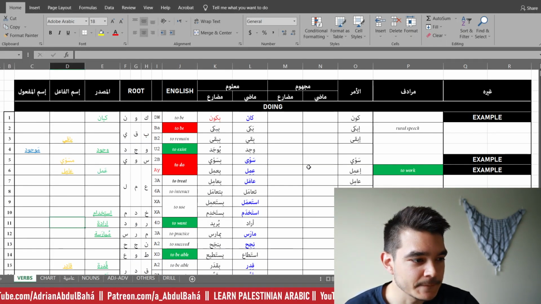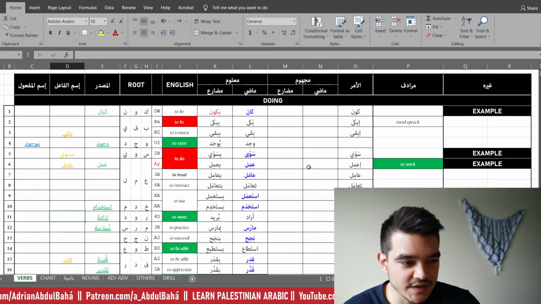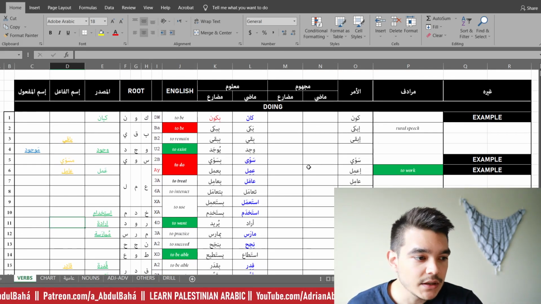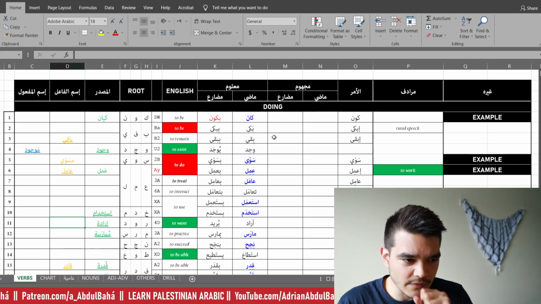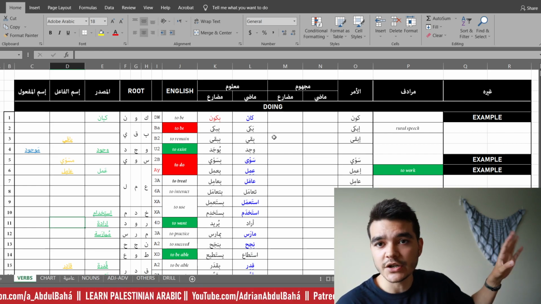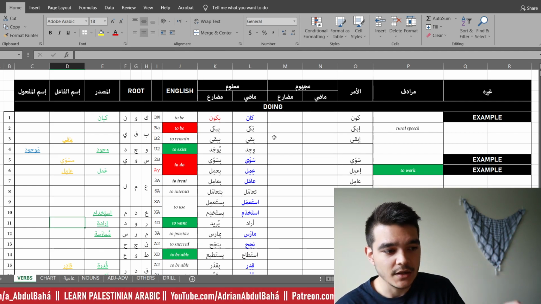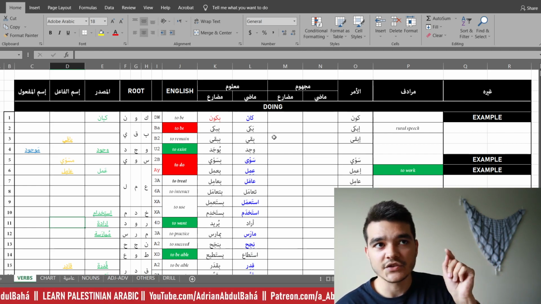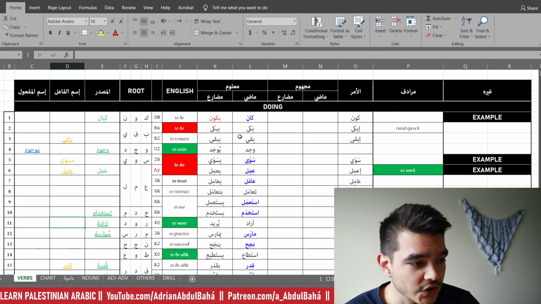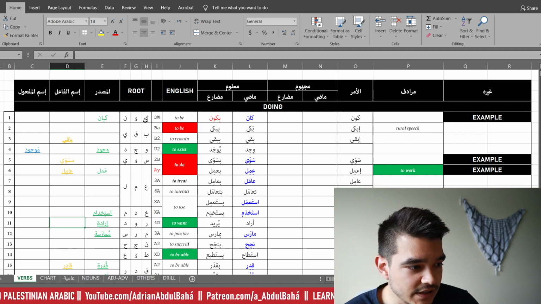This is my spreadsheet that you can download on the Patreon if you don't have it yet, or for those of you who have it. As I said, at the beginning of the year, I started adding entries to Wiktionary for Palestinian Arabic. And then I started linking from the spreadsheet directly to the entries on Wiktionary. So now, if you go through the verbs, you'll see to do.